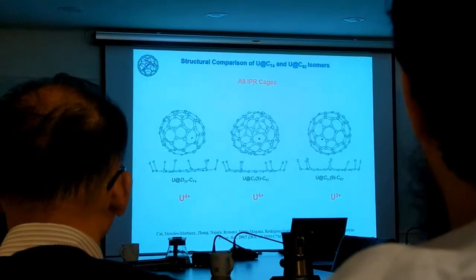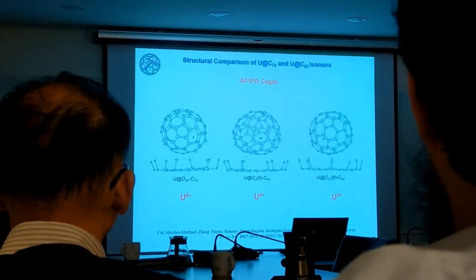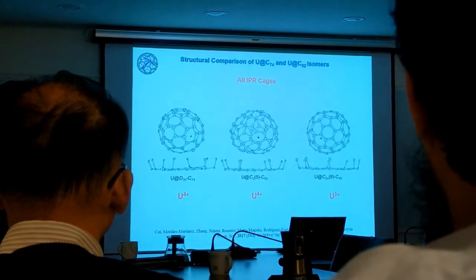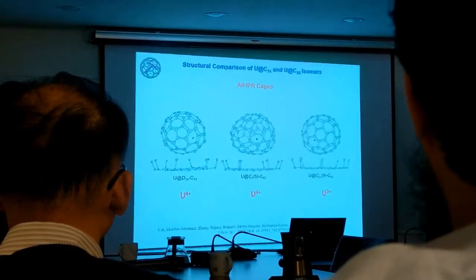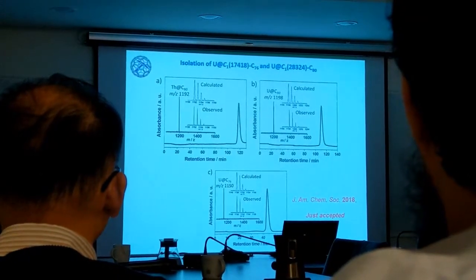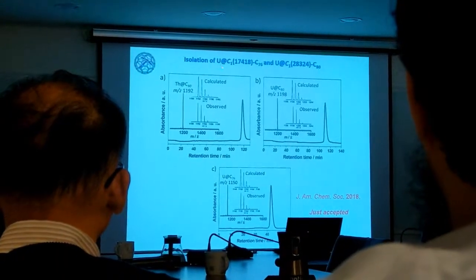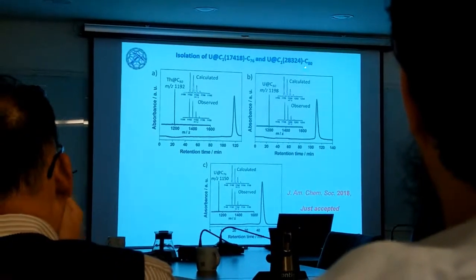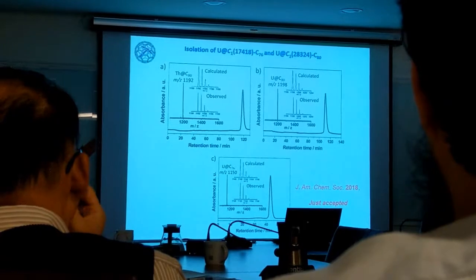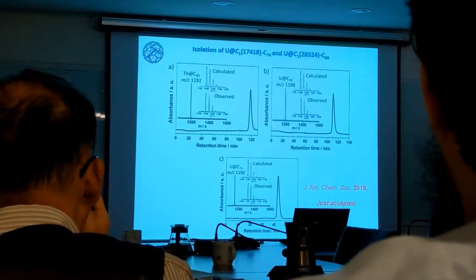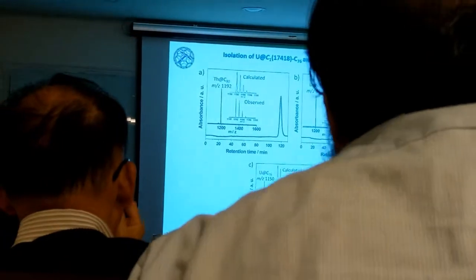More recently, we were able to isolate uranium inside a C76 cage and uranium inside a C80 cage. And this is really very interesting. So if you're texting, stop and pay a little bit of attention. I will give you a break for texting shortly, but this is important.